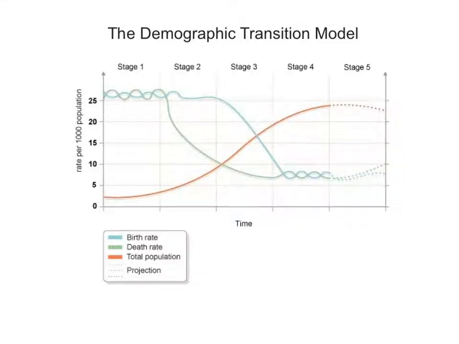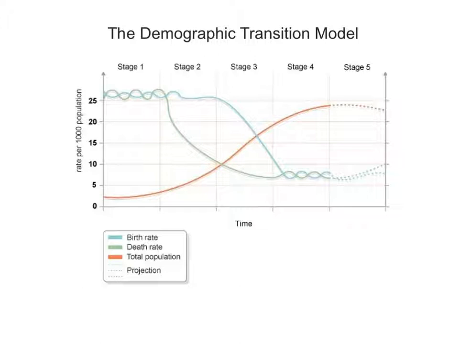Welcome to this tutorial in which you will learn how to interpret the demographic transition model. It's a model which helps you to identify the birth rate, the death rate and the total population over time from stage 1 through to stage 5.